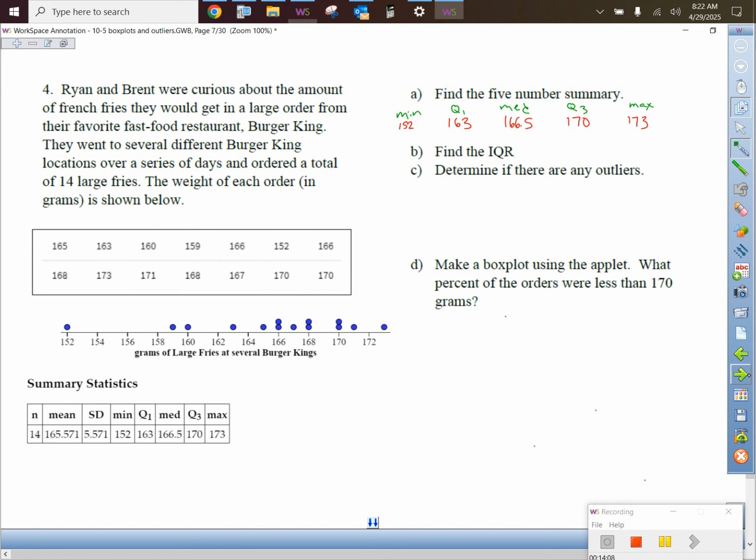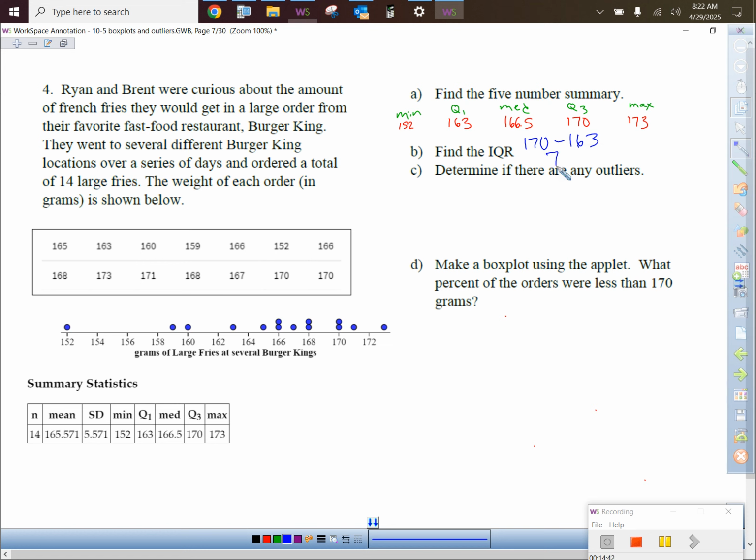Let's find the interquartile range after that. It is helpful if you show me what you're subtracting, right? Instead of just putting a number, show me that you're doing 170 minus 163. Right? Which is how much? 7.